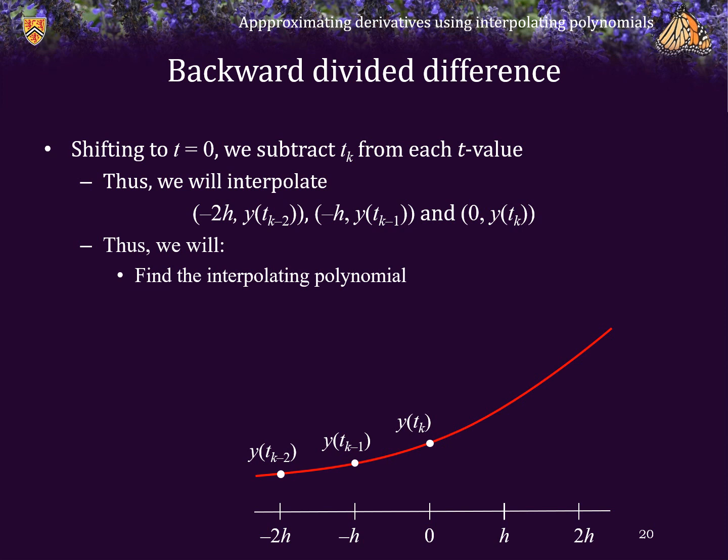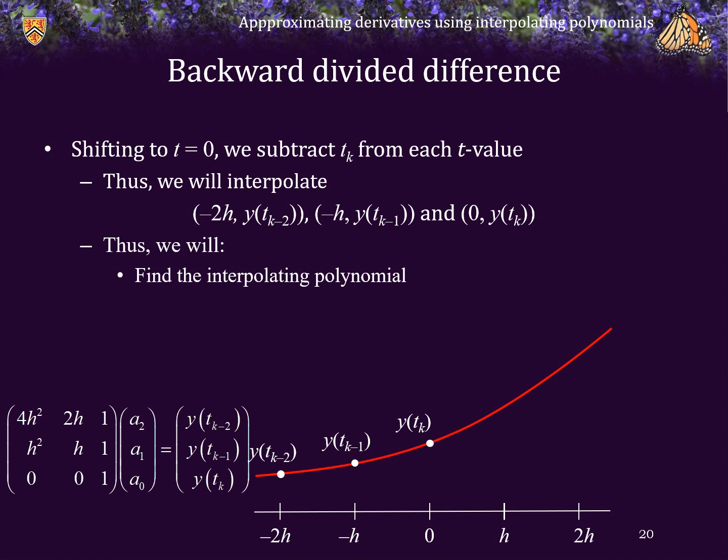Thus, we will find the interpolating polynomial. But now it's easier. This is the system of linear equations we must solve, and once again, it's still more straightforward than before. Having solved it, we then differentiate it with respect to, in this case, t, and then evaluate it at t equals 0 to give us an approximation of the derivative at the right-hand endpoint.